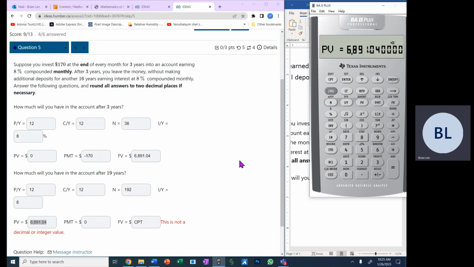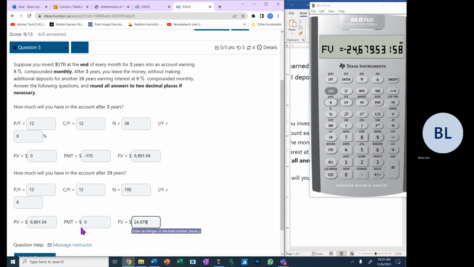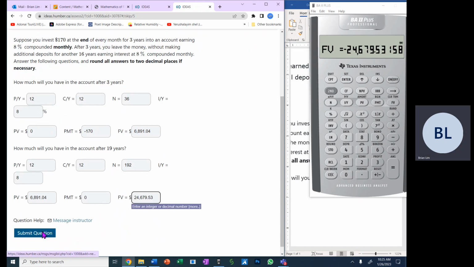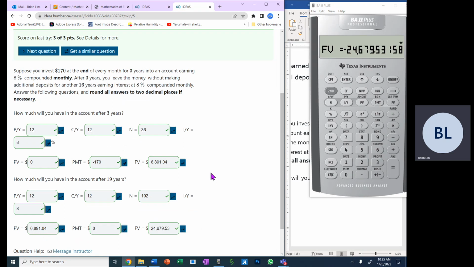Now, payment has become 0. Remember, before it was 170, now it's 0, so you have to go 0 and click on payment. And then we compute the future value, right? So we go to compute future value, and the future value is this number right here, 24,679.53, right up here. Okay, $24,679.53. So let's submit it, and all is well.